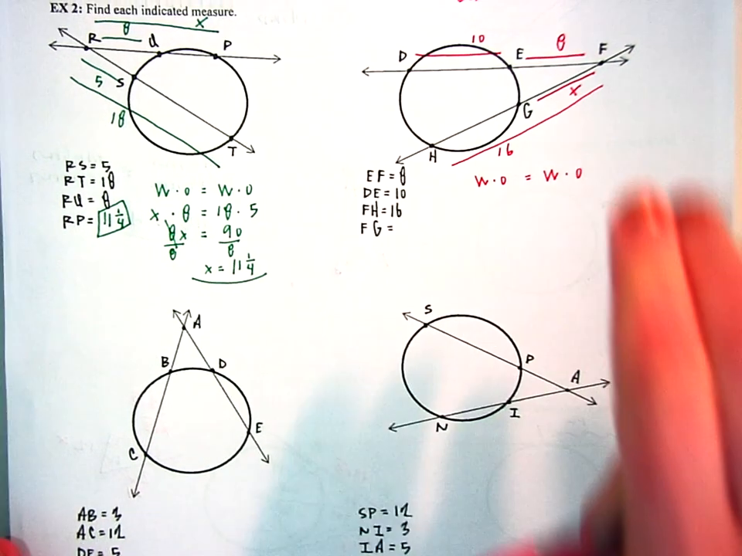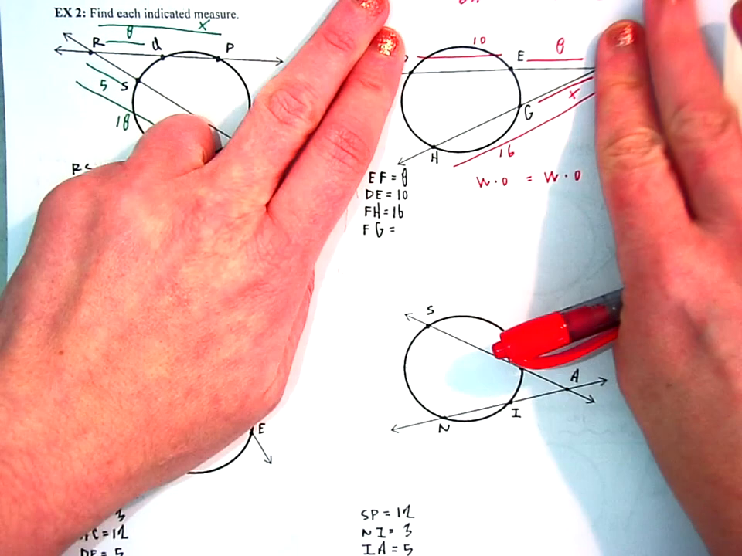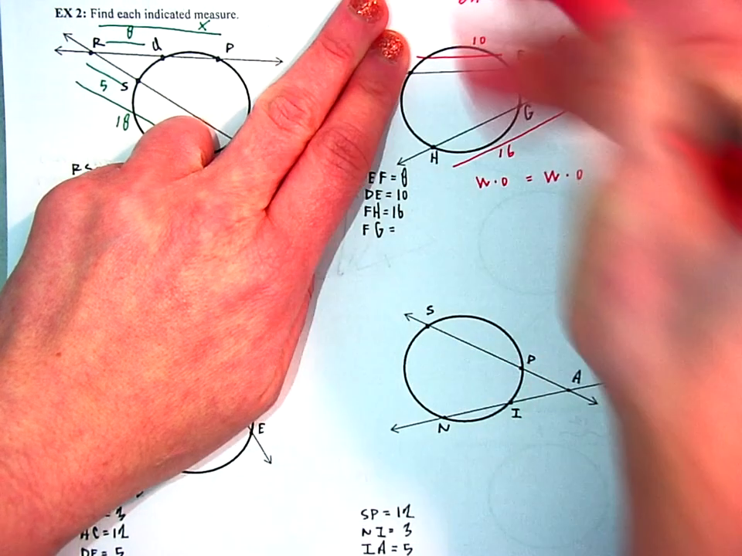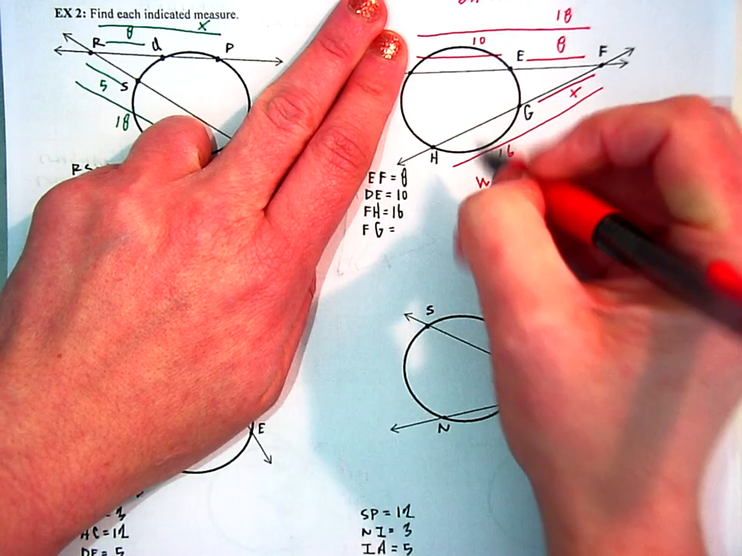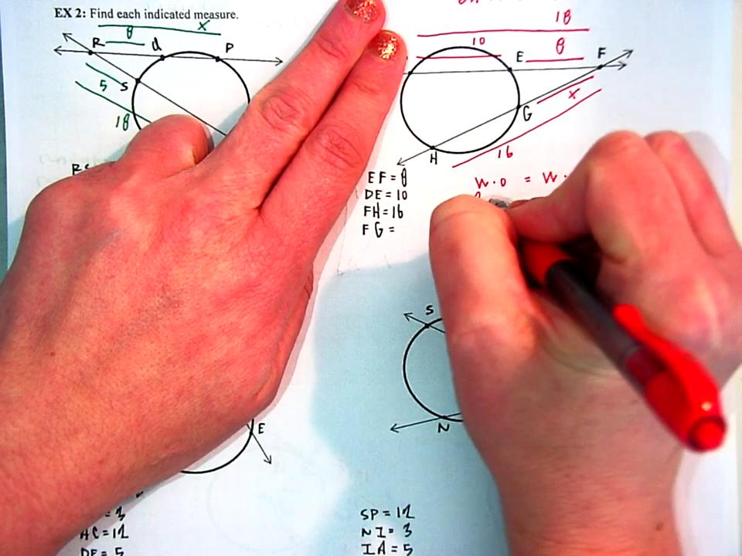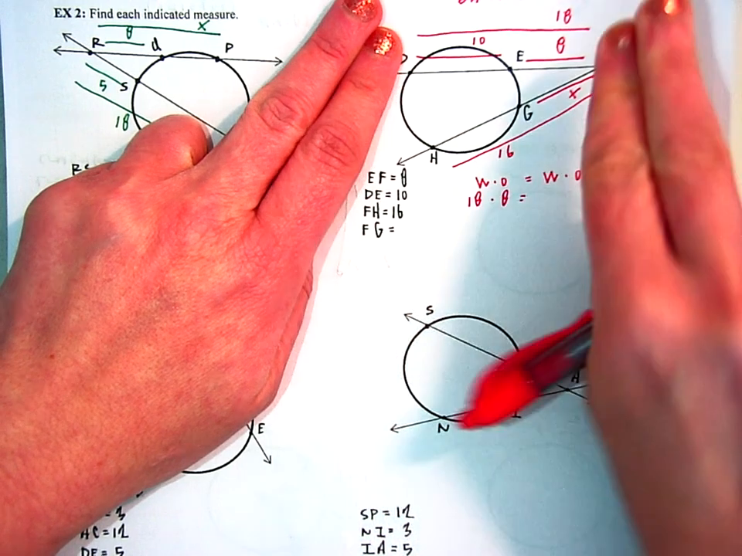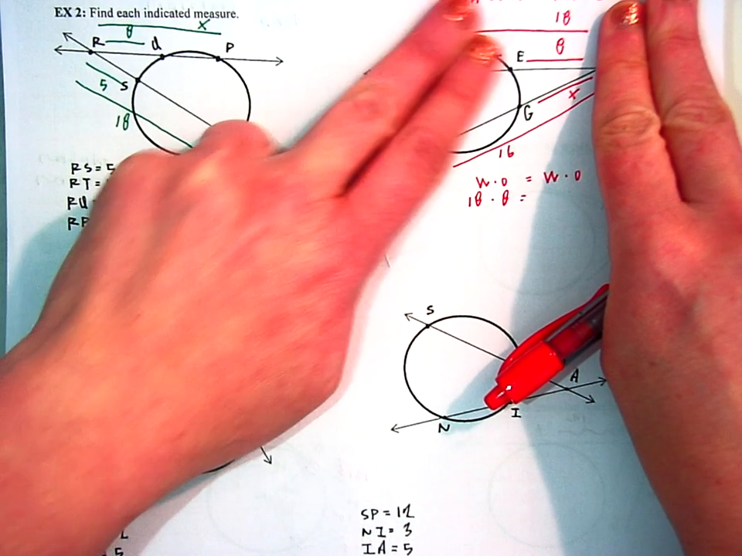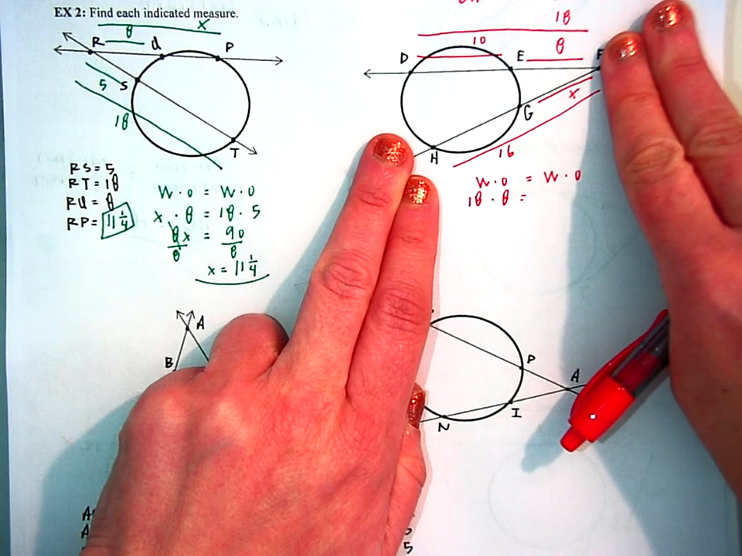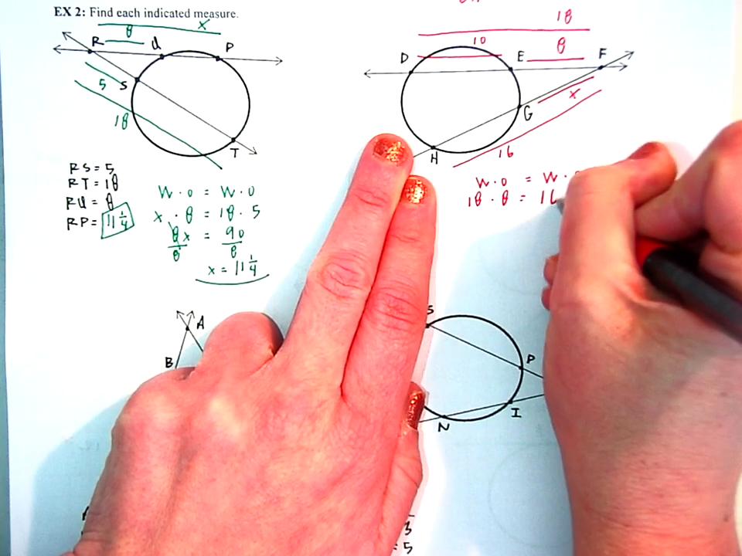So my whole part for the top one is actually the 10 plus 8. Right? This whole part here to here is 18. So I really have 18 times 8. Here's my whole, here's my outside, right? It's outside the circle. Equals here is my whole, 16, and the outside is x.